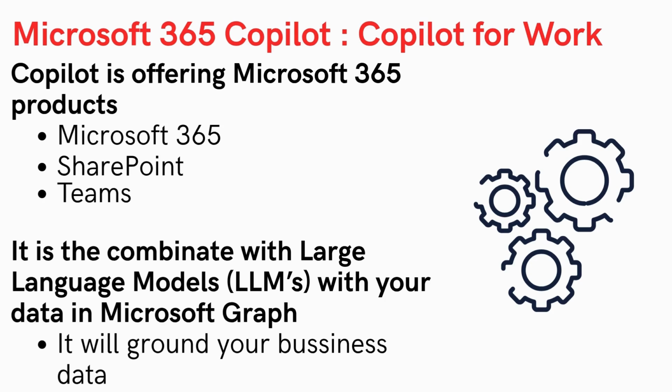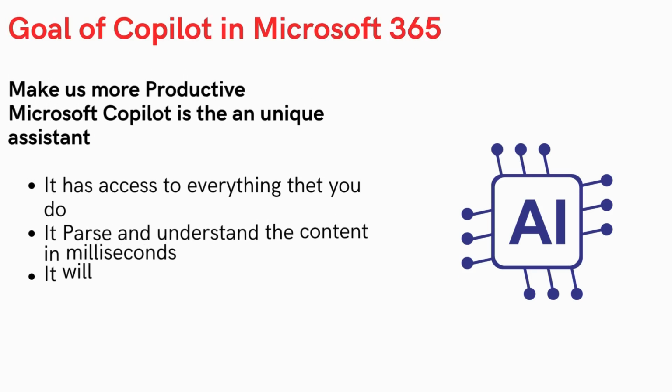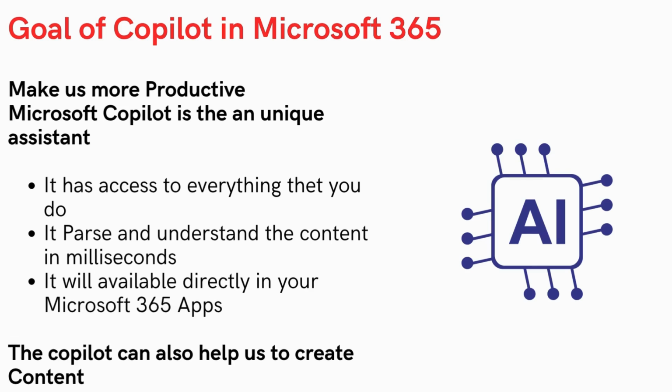creative, and more efficient. Copilot combines the intelligence of large language models, or LLMs, with your organization's data, securely connected through Microsoft Graph. It understands your emails, calendars, documents, and meetings and uses that context to give grounded, personalized insights and suggestions. With Copilot, your business data becomes more powerful than ever, helping you make better decisions, automate repetitive tasks, and collaborate smarter. Empowering your work with AI.